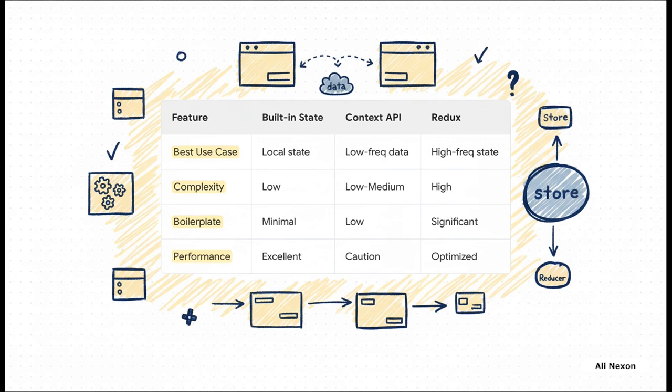Look at the rows here. Built-in state is low complexity with almost no boilerplate, perfect for local state. Context is still pretty simple, but notice that caution flag under performance. That's the trade-off. Then you get to Redux. It's highly optimized for tons of updates, but you're paying for it with higher complexity and more boilerplate. The pattern is crystal clear. As your state needs get bigger, the complexity of the right tool goes up too.